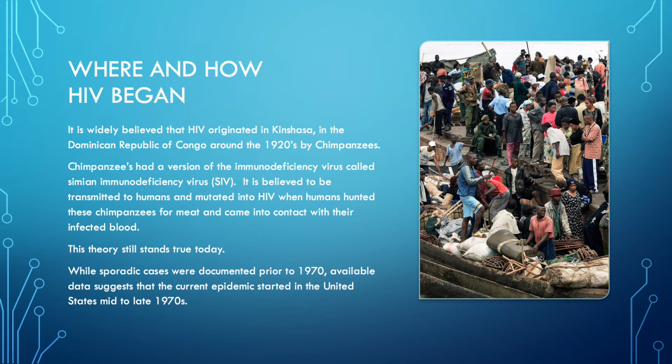Where and how HIV began. It is widely believed that HIV originated in Kinshasa in the Democratic Republic of Congo around the 1920s from chimpanzees. Chimpanzees had a version of the immunodeficiency virus called simian immunodeficiency virus. It is believed to have been transmitted to humans and mutated into HIV when humans hunted these chimpanzees for meat and came into contact with their infected blood. This theory still stands true today. While sporadic cases were documented prior to 1970, available data suggests that the current epidemic started in the United States in the mid to late 1970s.